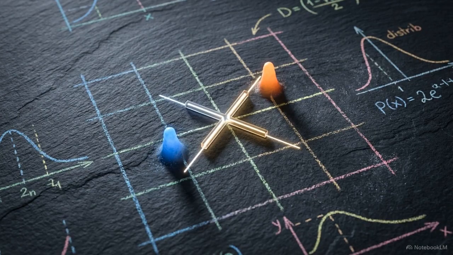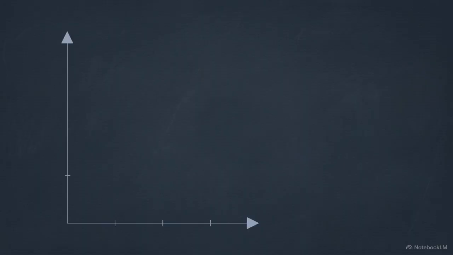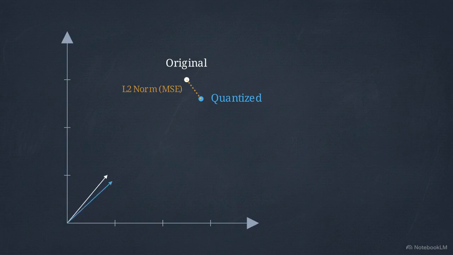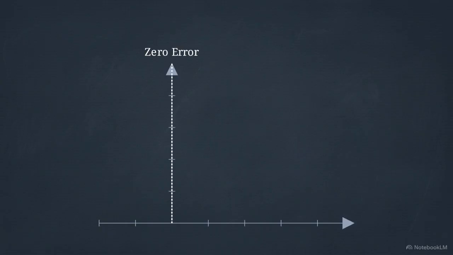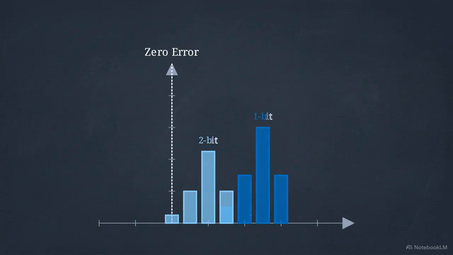These scalar quantizers are typically built to minimize mean squared error, or MSE. MSE focuses on the L2 norm, the literal physical distance between the original high-precision coordinate and its quantized approximation. But transformers do not prioritize distance. They use inner products, or dot products, to calculate attention scores. A quantizer optimized strictly for distance inherently introduces a systemic bias into inner products.